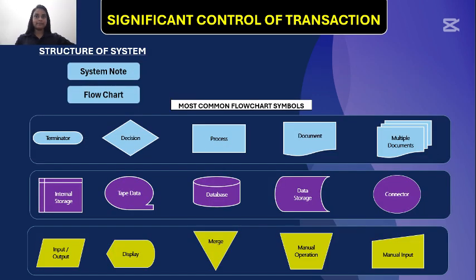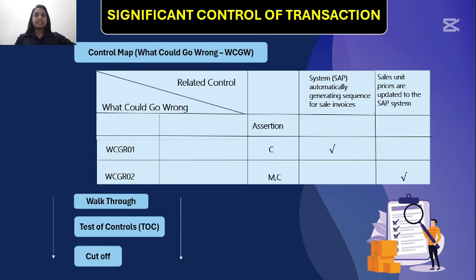This slide will explain the structure of the system. First one is the system notes. Secondly, create the flowchart, using these symbols. Third one, control map. What could go wrong? Identify the risks in the system and the potential failures. Fourth one is the walkthrough. A step-by-step review of the system to ensure accuracy.